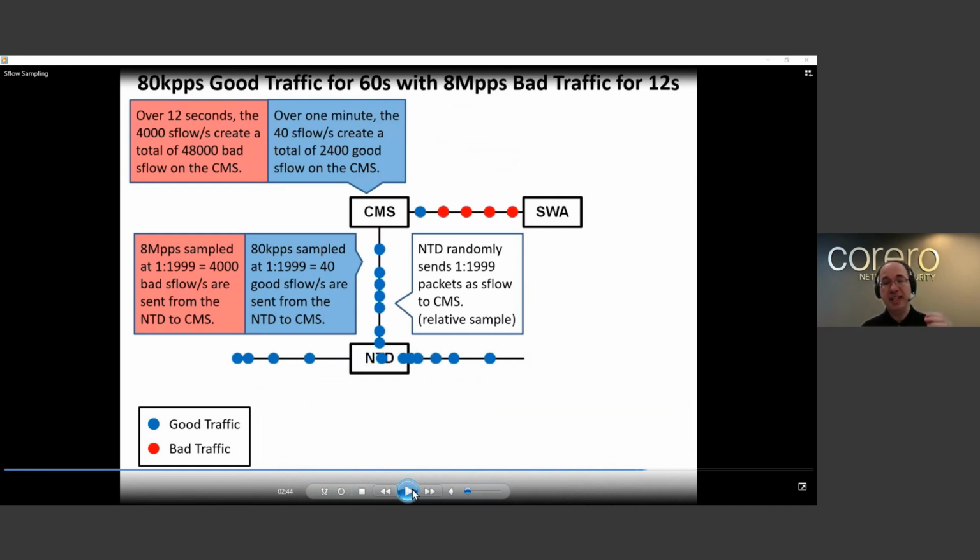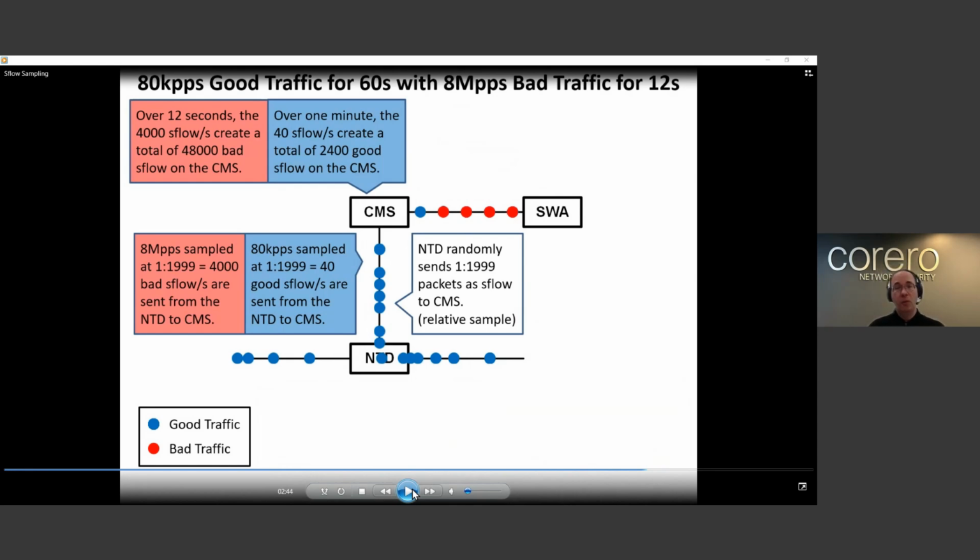So while that attack is going on, you're getting 4,000. Remember, it's 1 out of 2,000, and I'm sending in 8 million. You're getting 4,000, quote, bad sFlows a second going to the CMS, right? You still get the 40 good ones. Again, when it's a relative sample, adding more doesn't change what was there before, right?